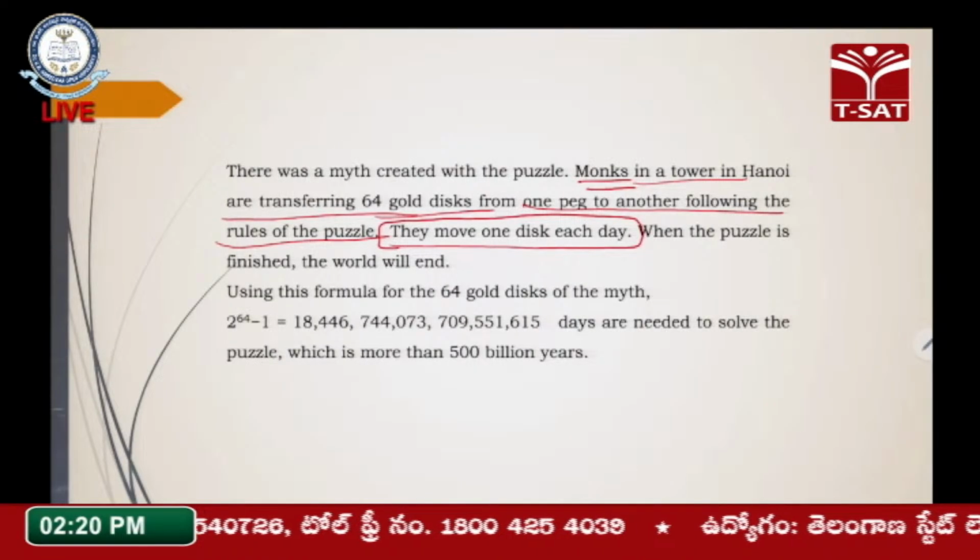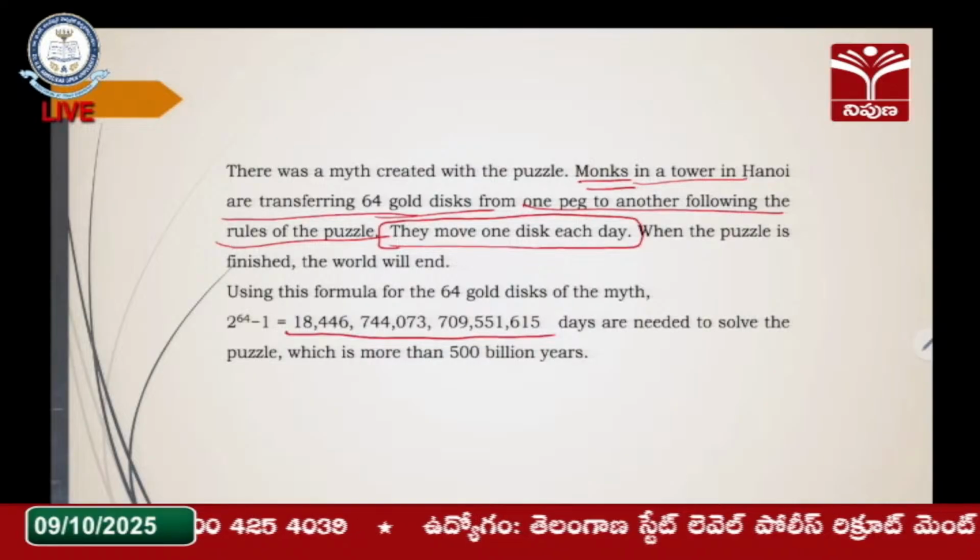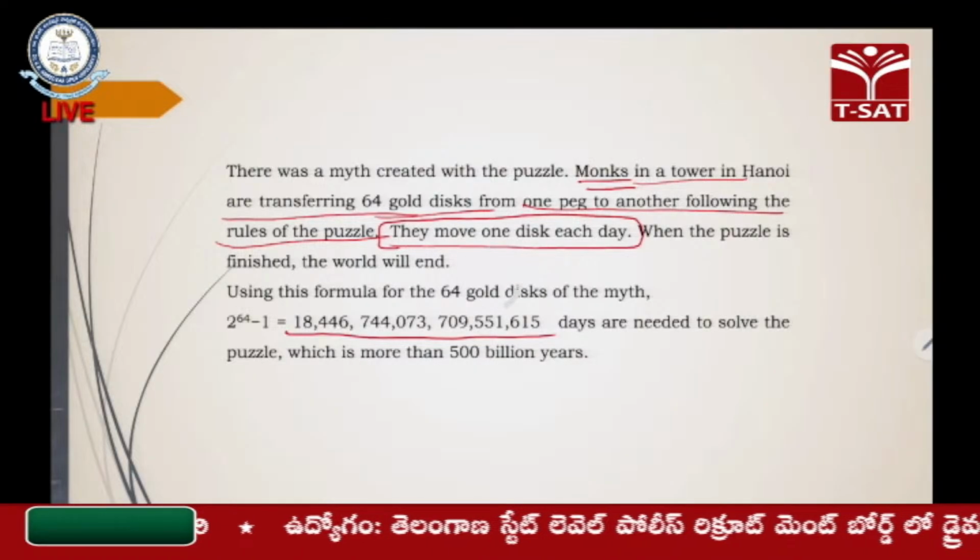Then how many moves are required? 2 to the power of 64 minus 1. See, for example, if you see 1 0 0 1, suppose you have only two variables, you will get 0 0, 0 1, 1 0, 1 1. Suppose you have three variables, you get 1 0 0, 1 0 1, 1 1 0, triple 1, and then 0 0 0, 0 0 1, 0 1 0, double 1, like that.